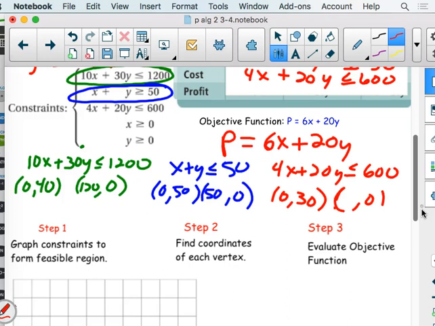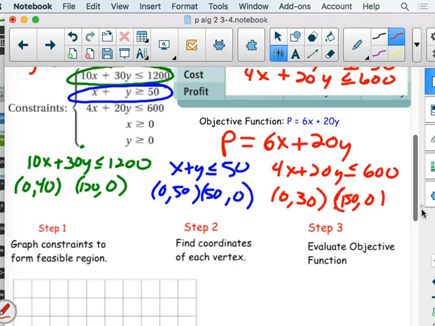A 0 for the sweatshirts. 4 times something is 600. A little tougher, grab a calculator if you have to. I think most of you probably put it in your noggin pretty quick here. But if not, then you just grab a calculator. 600 divided by 4, 150.